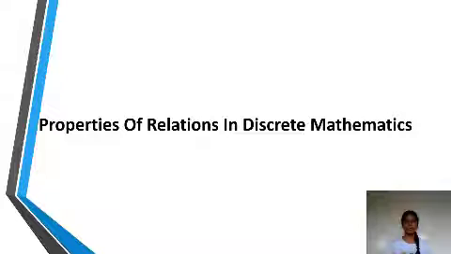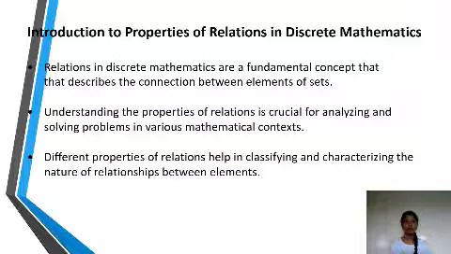Today, I am going to explain about properties of relations in discrete mathematics. Introduction to properties of relations in discrete mathematics. Relations in discrete mathematics are a fundamental concept that describes the connection between elements of sets. Understanding the properties of relations is crucial for analyzing and solving problems in various mathematical contexts. Different properties of relations help in classifying and characterizing the nature of relationships between elements.